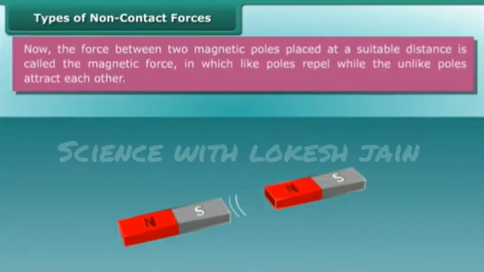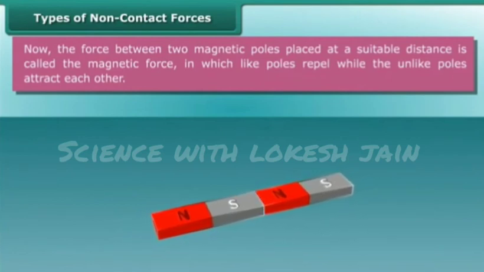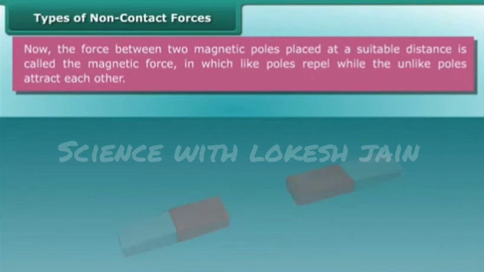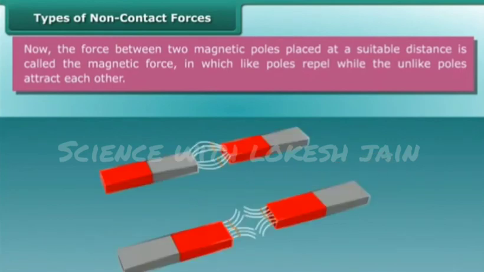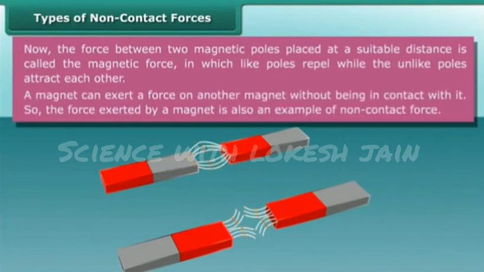Now the force between two magnetic poles placed at a suitable distance is called the magnetic force, in which like poles repel while unlike poles attract each other. A magnet can exert a force on another magnet without being in contact with it. So, the force exerted by a magnet is also an example of non-contact force.